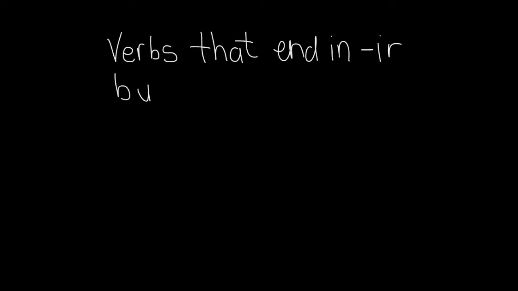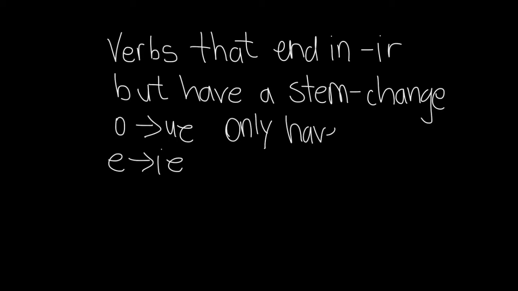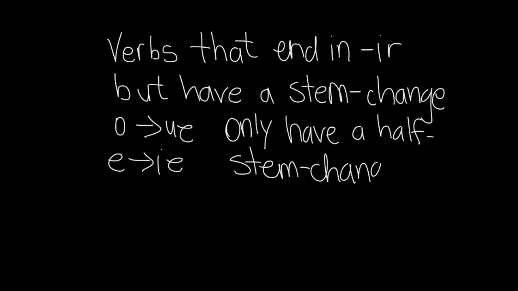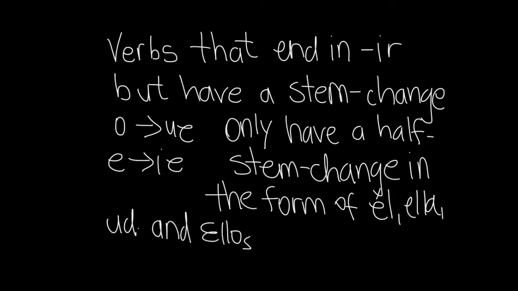So in synthesis, verbs that end in -ir but that have a stem change from o to ue and from e to ie only have a half stem change in the preterite, in the form of él, ella, usted, and ellos, ellas, and ustedes.